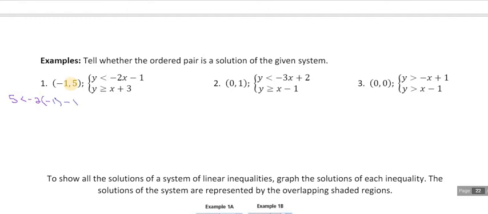Well, when I use PEMDAS on the right side, I've got negative 2 times negative 1, which gives me positive 2. So is 5 less than 2 minus 1? Well, 5 is not less than 1. So because the first linear inequality fails with this ordered pair, right away we know this is not a solution to the system. Okay, so it must make both true, otherwise it's not a solution.